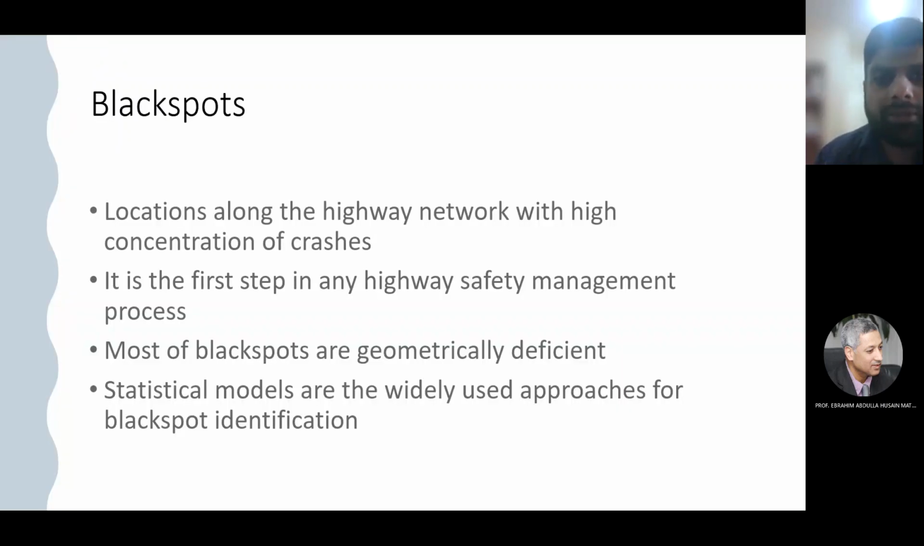So what are black spots? Black spots are locations along the highways which have higher crash frequencies as compared to other sites. Different countries have their own criteria for the identification of black spots. But whichever country you are in, whichever procedure you are following, the first step in reduction of traffic crashes or highway safety improvement is the identification of black spots. So it's a very important and primary part of the highway safety management process. Most black spots have been found to be geometrically deficient. This is one common parameter we have found whenever they are talking about black spots. So how to identify black spots? They have used many methods which are based upon statistics, and I will show you some of them later on as well.